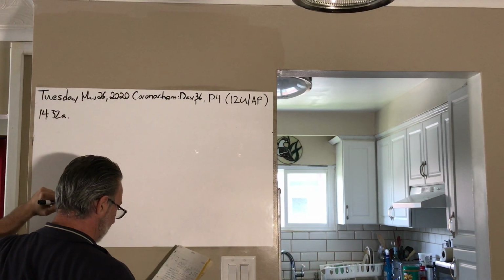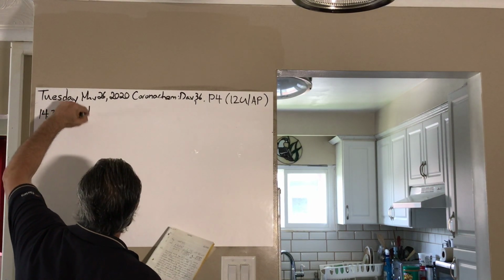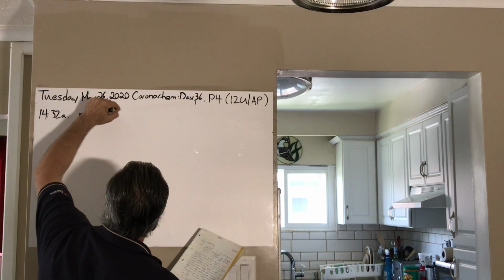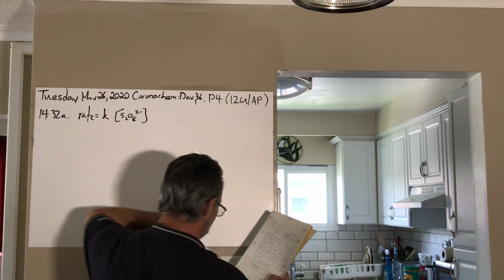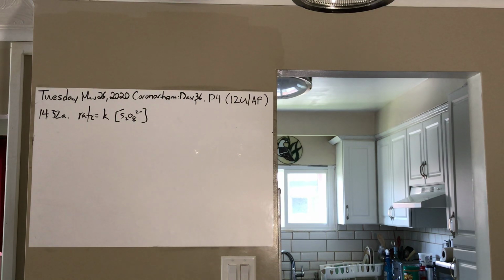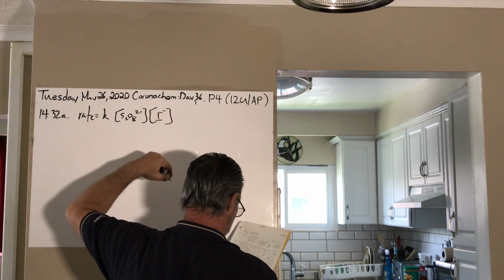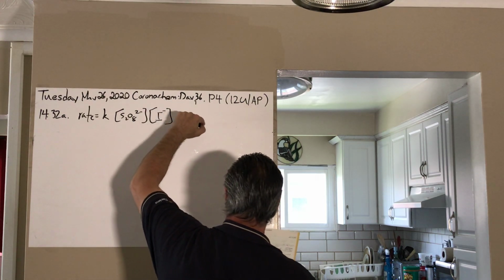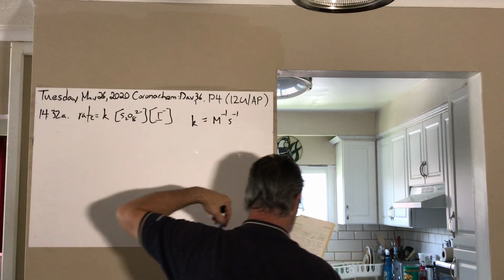So for 32A, the rate law comes out as rate equals K times S2O8 to the minus 2. I think that's called peroxydisulfate, with iodide. And the units of K come out to molarities to the minus 1 seconds to the minus 1.